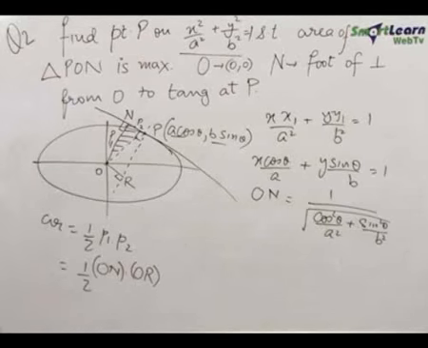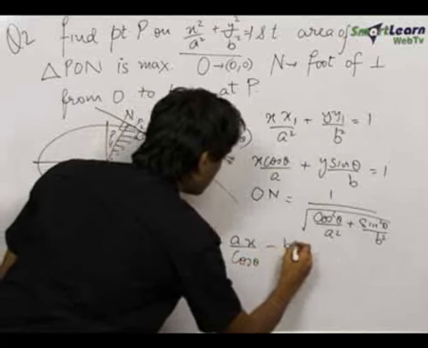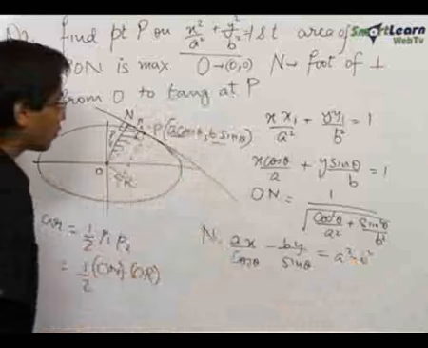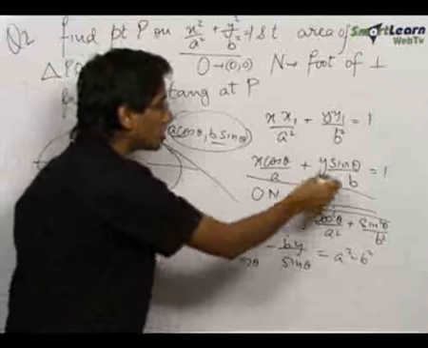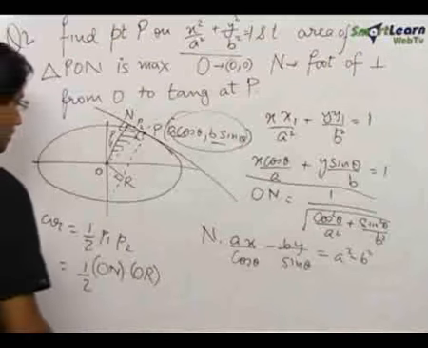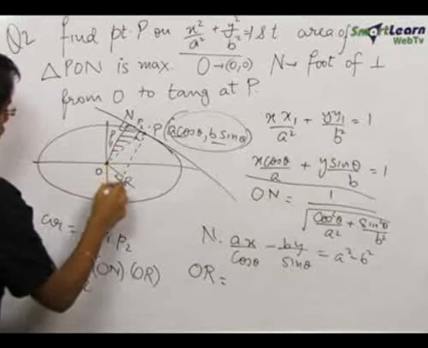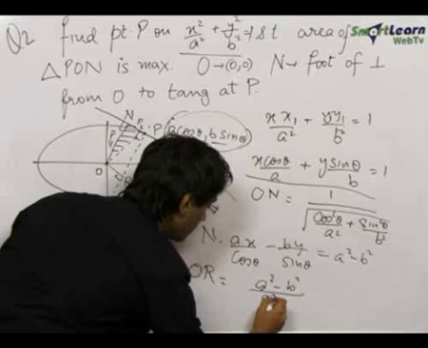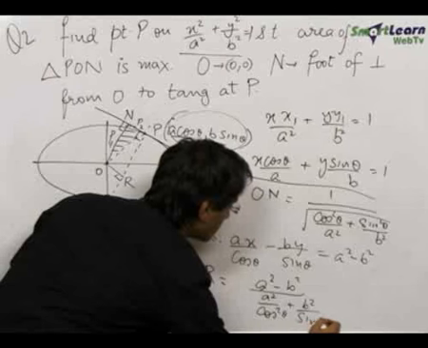Now the equation of the normal can be written as ax by cos theta minus by by sin theta is equal to a square minus b square. This can very easily be proved since we know the point at which the normal is made. We know the slope of the normal since it is the negative reciprocal of the slope of the tangent, so this equation can be very easily found. Now OR will be equal to the length of the perpendicular drop from O upon this normal, which is equal to a square minus b square upon the square root of a square by cos square theta plus b square by sin square theta.